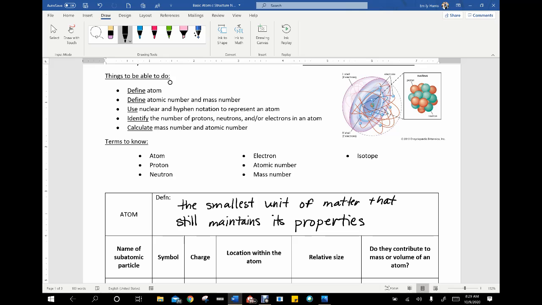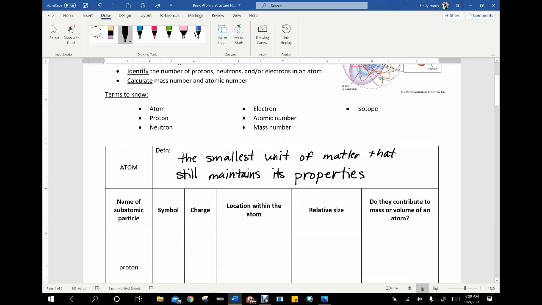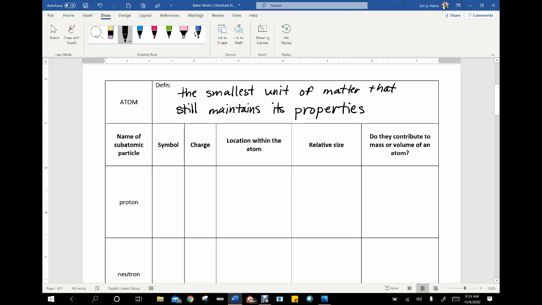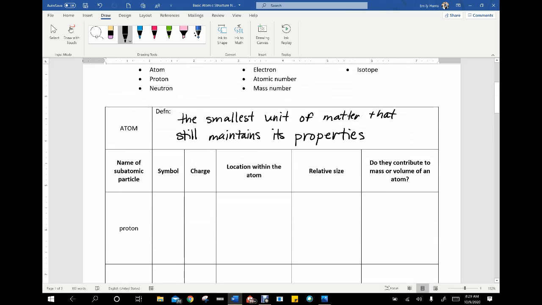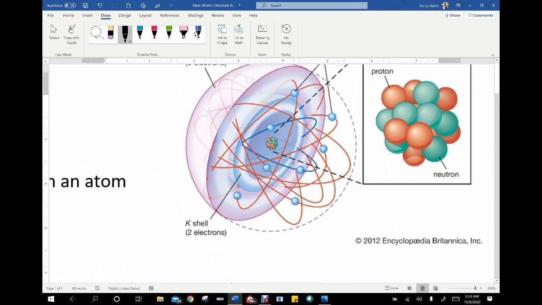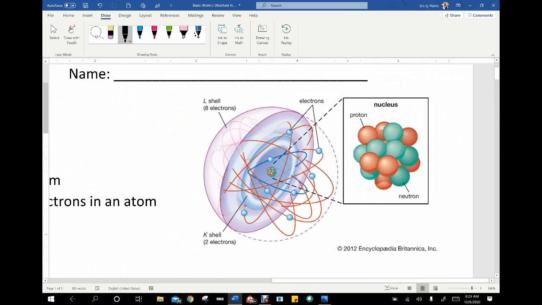Now, within an atom, we do have smaller particles that make it up. Those particles are referred to as subatomic particles, sub being beneath, so beneath the atom structure, or within it rather. Those three particles are protons, neutrons, and electrons. I've got a brief illustration here.